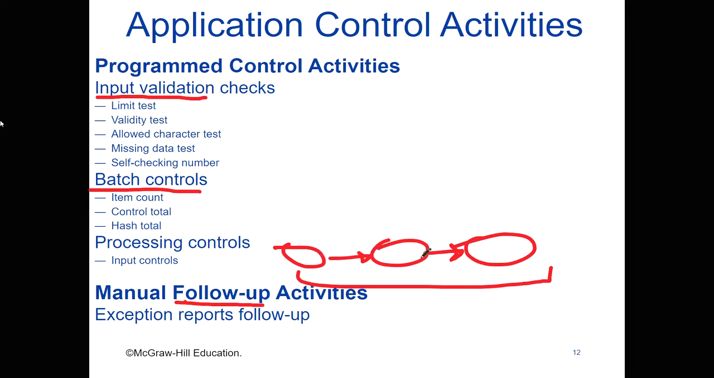We're having controls to make sure that from one jump to the other we're not losing or contorting or distorting the information.